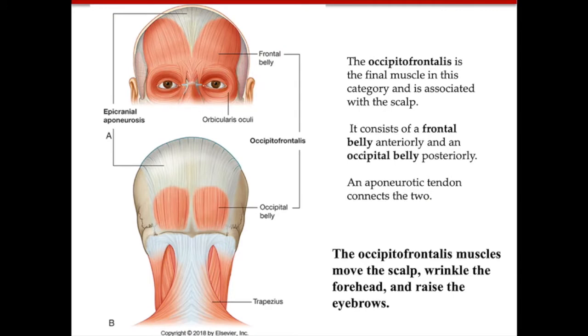Finally, we have the occipitofrontalis. The occipitofrontalis is the muscle that allows a continuation from the forehead all the way to the occipital area. But in the middle of this, there's no muscle, but rather an aponeurosis. So you have a frontal belly and an occipital belly, and connecting these muscles, we have the aponeurosis. The occipitofrontalis muscles move the scalp and allow some wrinkling of the forehead as well as raising the eyebrows.